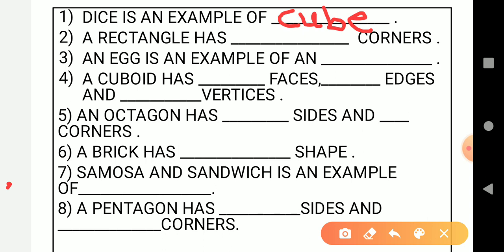Now my second blank is a rectangle has blank corners. So we know the shape rectangle. Yes, tell me how many corners in a rectangle? Yes, very good. 4 corners. A rectangle has 4 corners. An egg is an example of a blank. We learned this in a previous slide.